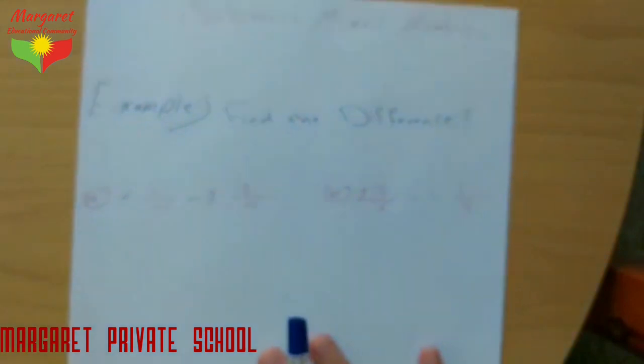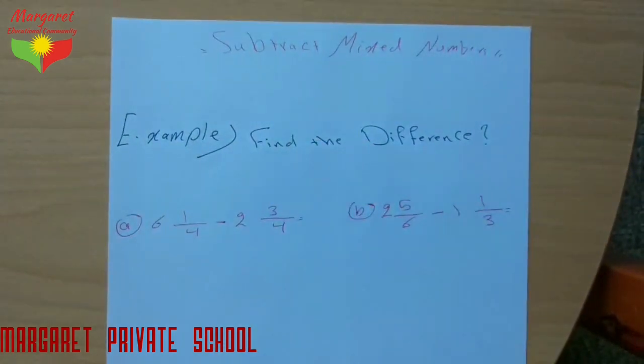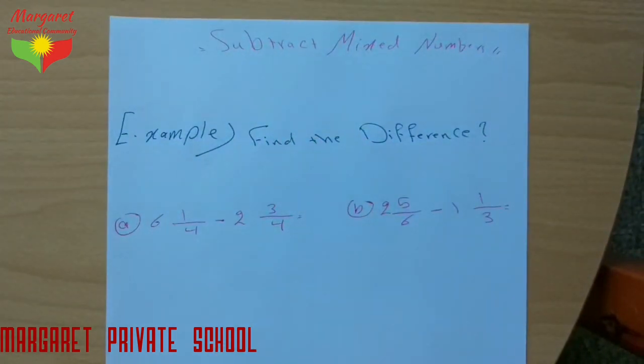If you remember from the previous lesson, we talked about adding mixed numbers. First step, you must add the fractions, and after that, add the whole numbers. But if the fractions don't have the same denominator, you must find the least common denominator by using the least common multiple.